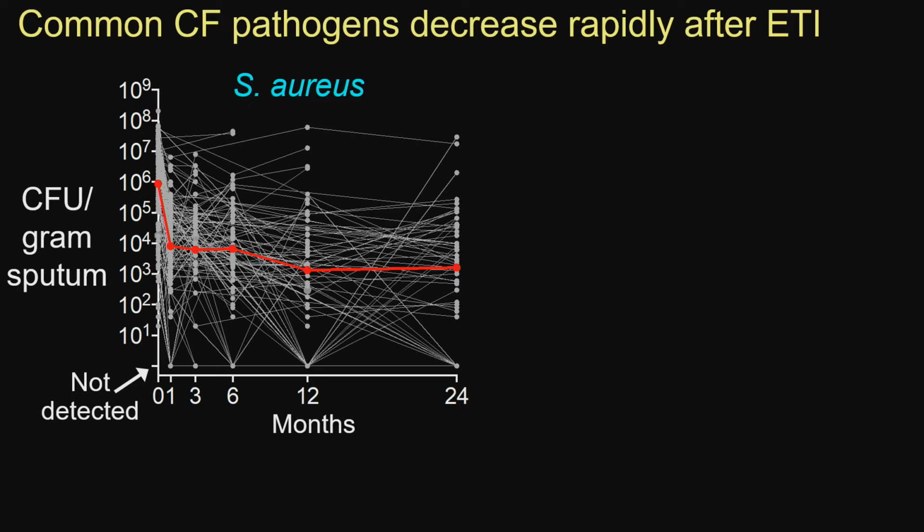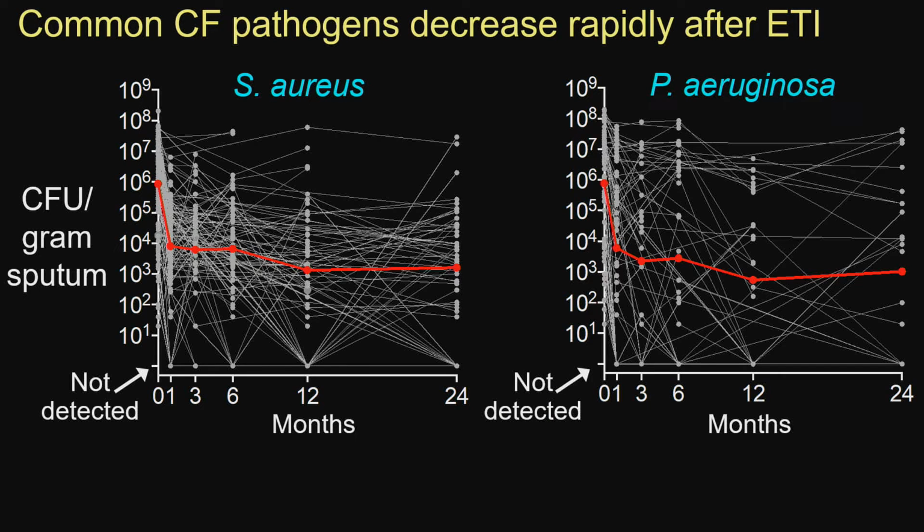So I'm going to show you first the data for Staph aureus. On the y-axis is plotted CFUs per gram by culture of Staph aureus, and the x-axis is plotted time in months. And as you can see, right after starting ETI, within a month, that's the first time point we examined, there's a 100-fold reduction or so of Staph aureus density in the sputum, and then it plateaus out to 24 months. See a very similar response, almost identical in terms of the averages.